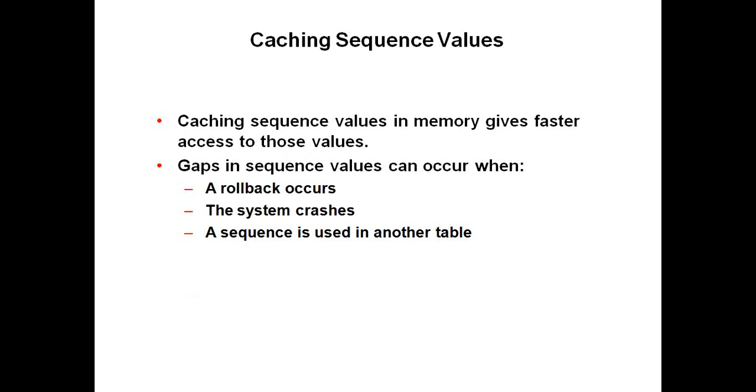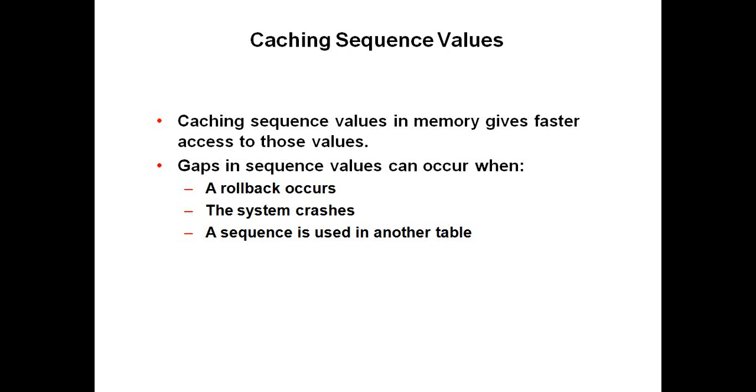Caching the sequence in memory gives faster access to those values. So what is the requirement to store our sequence values in the memory? It is just to improve the performance of the database. And when will we get gaps in the sequence? It means when the earlier sequence number is 120 and the next sequence number is 150. Usually it should go 120, 130, 140 and 150.